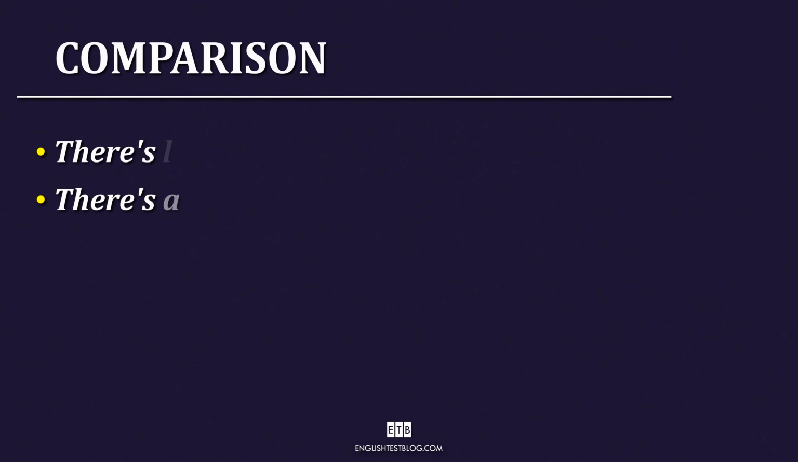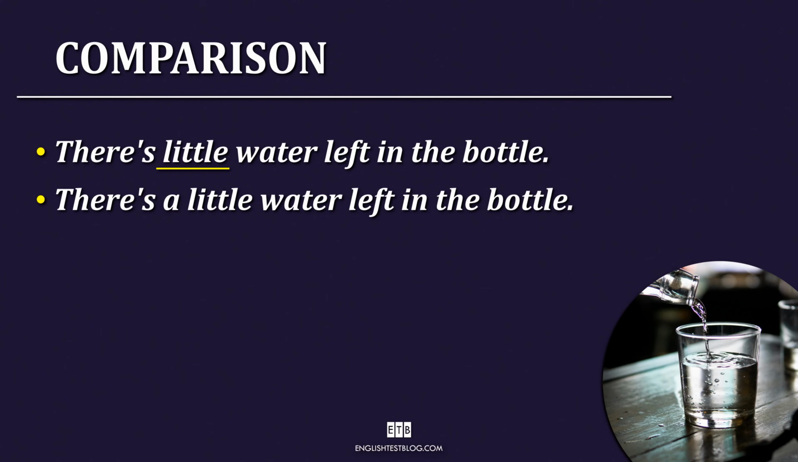Let's compare the two sentences side by side. There's little water left in the bottle suggests that there's almost no water left and it's probably not enough. But there's a little water left in the bottle means there is some water left and it might be just enough. To recap, little means not much, almost none, and is often negative.